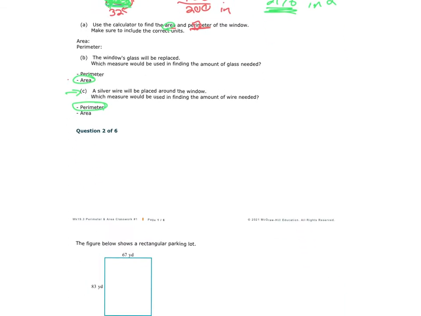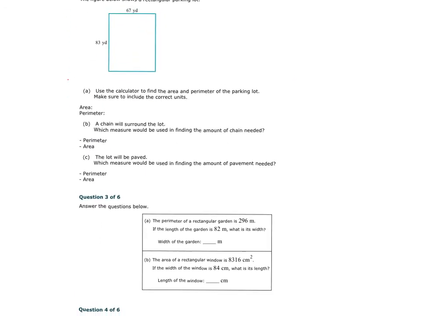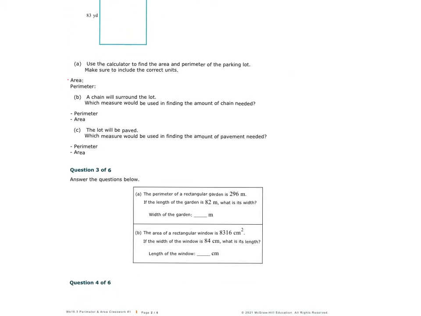Okay, question 2 is similar. I'm just going to go to part B and C. A chain will surround the lot. So we're putting a chain around the outside of whatever this rectangle is. So we need to know the perimeter. Part C, the lot will be paved. So we're paving the inside of this parking lot. So that's the area.